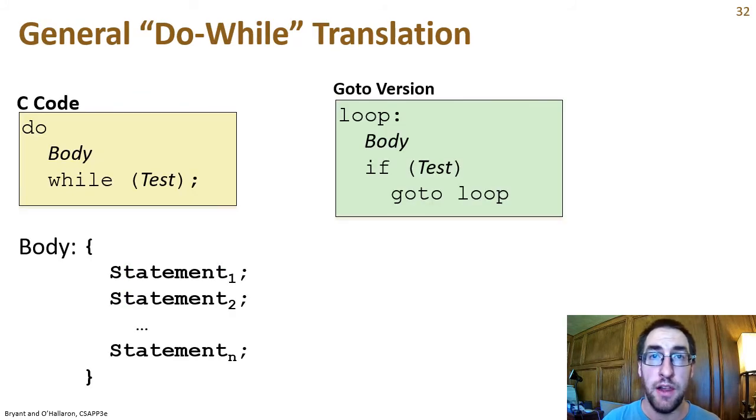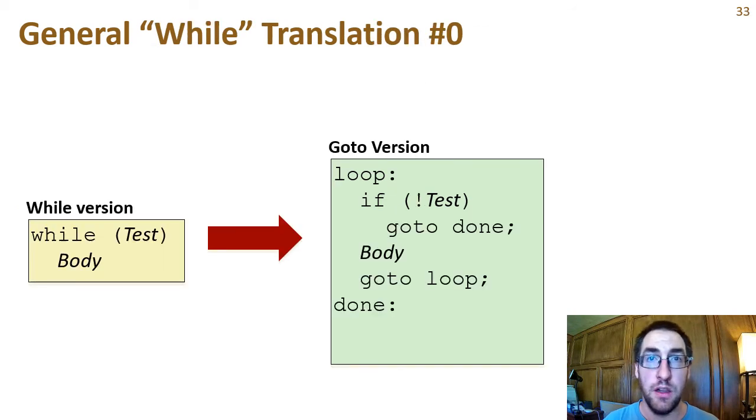So in general, a do-while loop can be converted to this Goto version with a label at the start of the loop body, and then an if of the test that will jump back to the start of the loop body if true. Conversion of this to assembly is relatively straightforward, depending on how complex the test is.